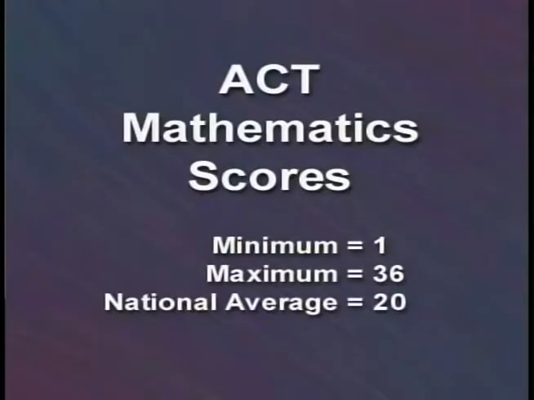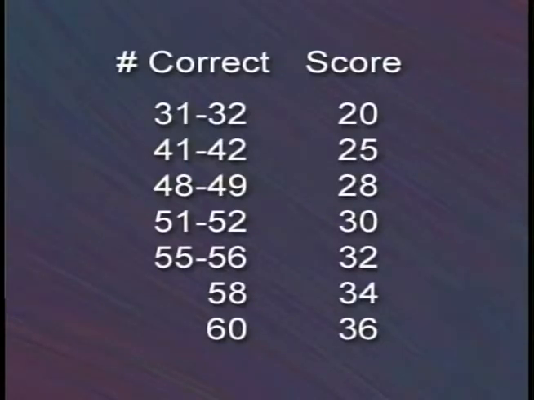You will receive a score on the ACT mathematics test ranging from a minimum of 1 to a maximum of 36. A score of 20 is approximately the national average. The following chart indicates how many of the 60 questions you need to answer correctly to receive various scores on the test.